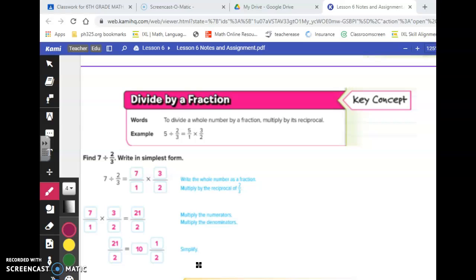And what's that new step? You flip the fraction, okay? So once you get that reciprocal and you flip the fraction, it now becomes multiplication. All right, you guys ready to try it? Yeah. All right, let's try one.